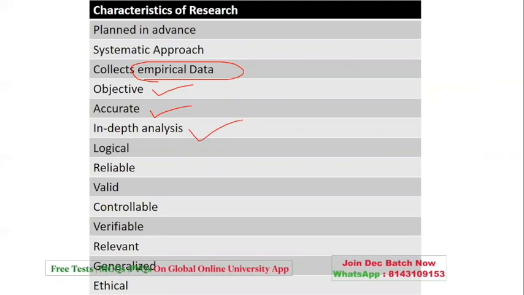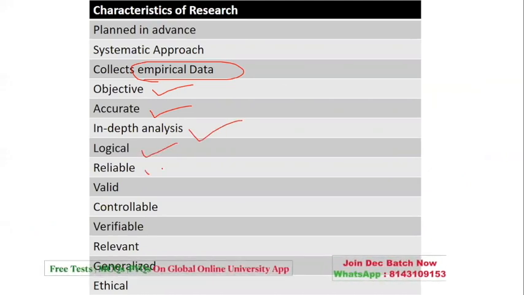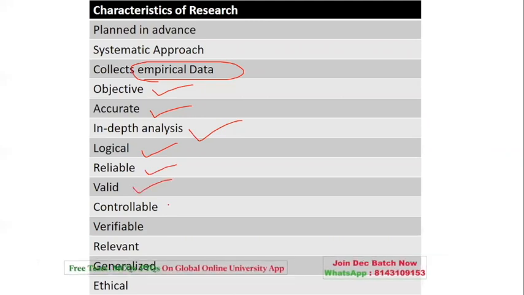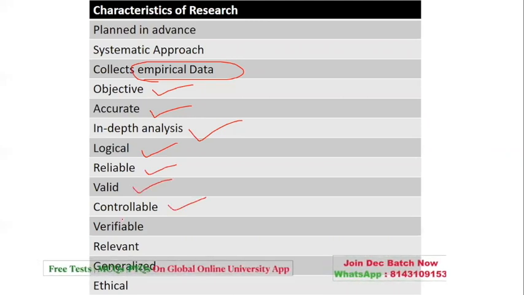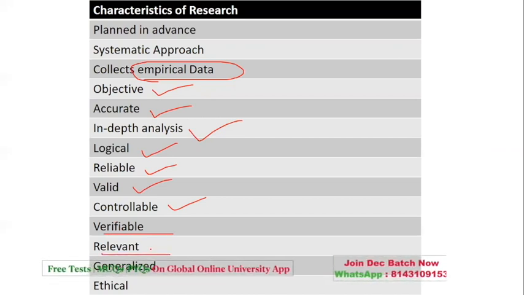It has to be an in-depth analysis or study. It has to be logical. It has to be reliable. It has to be valid. It is to be controlled. It is to be verifiable. It is to be relevant and generalized and ethical.